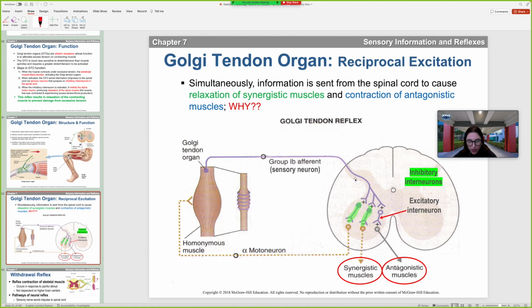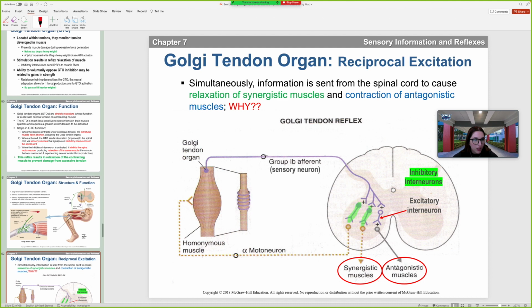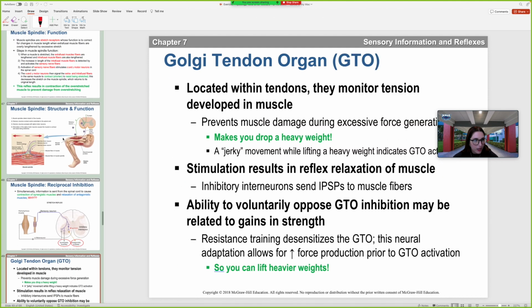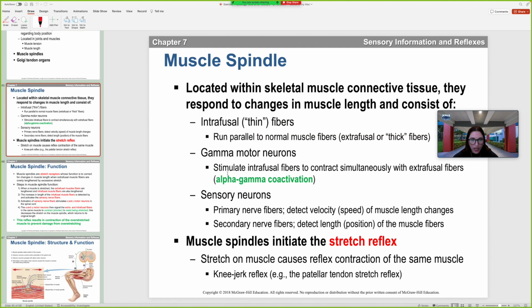I'm looking at the pictures, or the questions here. I want you to know what the term alpha-gamma coactivation is. Where is it? Okay, that's when the alpha and gamma neurons contract together. I want you to know that that is part of the muscle spindle. Okay, that's specifically what I want you to know. I want you to know what the muscle spindle and the GTO do. Okay, so the muscle spindle initiates the stretch reflex.